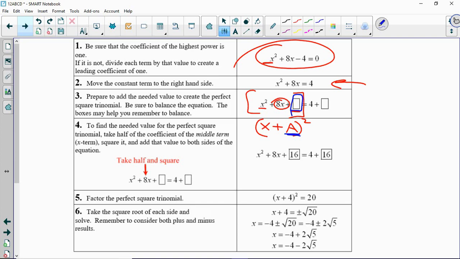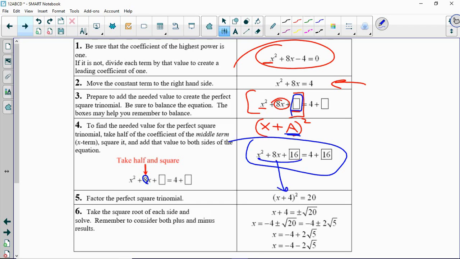So what we end up doing in practice, because that felt like a little too much like a guessing game to me, is we take whatever the coefficient of x is, divide it by 2, and square it. That's always the number that goes in the box. So half of 8 is 4, square it, we get 16. There we go.